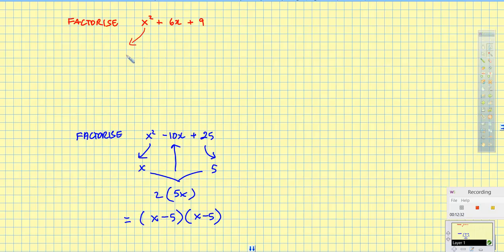If I were to take the square root of the first, that would be x. And if I were to take the square root of the last, well, that would be 3. Now, if I were to combine these two together, it would be 3 times x is 3x, and then it would get multiplied by 2 and would give me plus 6x. Therefore, the answer is correct. So it would have to be x plus 3 times x plus 3. That would be my solution, or x plus 3 all squared.